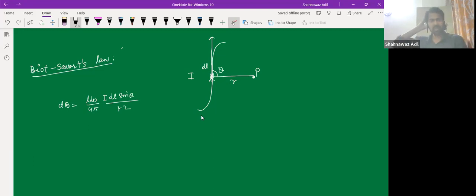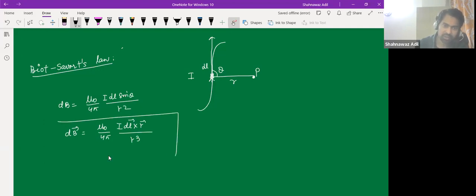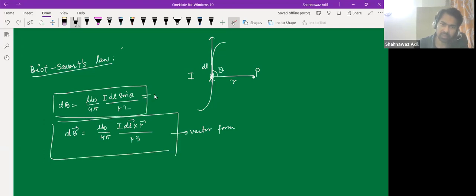So this is what Biot-Savart's law said, right? And if we write it in the vectorial form, this would be I dl cross r divided by r cube. This was the vector form, and this was the scalar magnitude form, right? And to calculate the direction of the magnetic field, we used two methods.